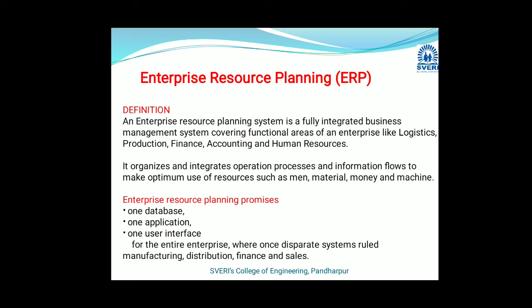Now the formal definition of ERP. An Enterprise Resource Planning system is a fully integrated business management system covering functional areas of the enterprise like logistics, production, finance, accounting, and human resources. It organizes and integrates operation processes and information flows to make optimum use of resources such as manpower, material, money, and machines. So we utilize manpower, material, money, and machines in this ERP.